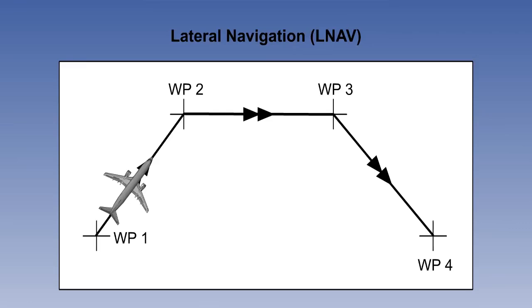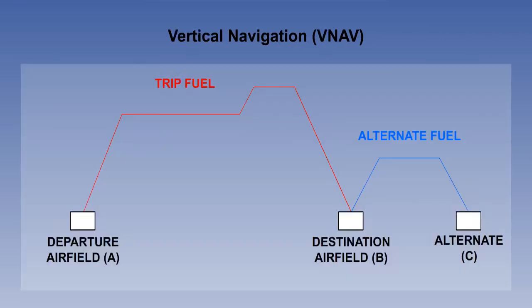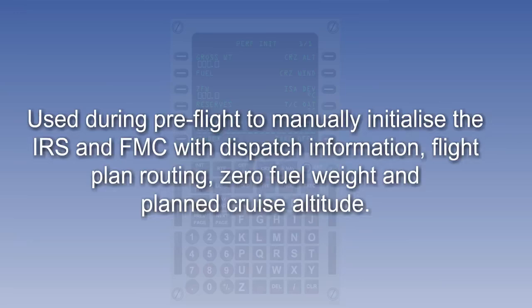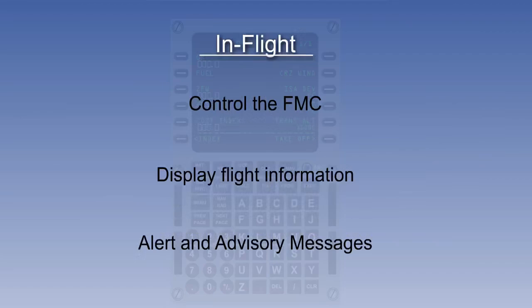They simultaneously compute lateral navigation, or LNAV, and vertical navigation, or VNAV. The control and display units, or CDUs, consist of a display and a keypad, and are used during pre-flight to manually initialize the IRS and FMC with dispatch information, flight plan routing, zero fuel weight, and planned cruise altitude. In flight, they are used to control the FMC and display flight information, and to show alert and advisory messages.